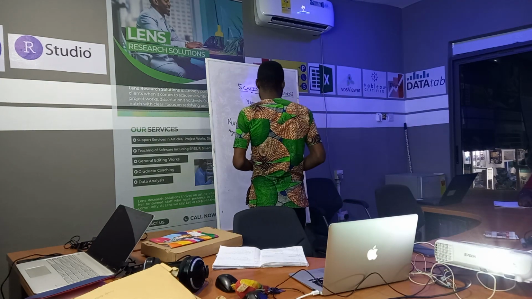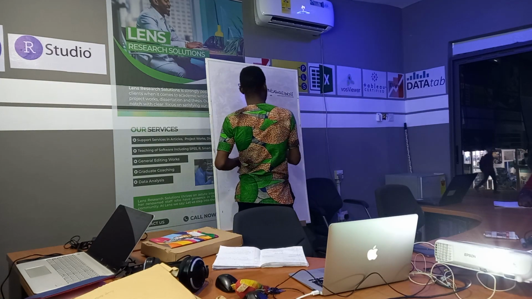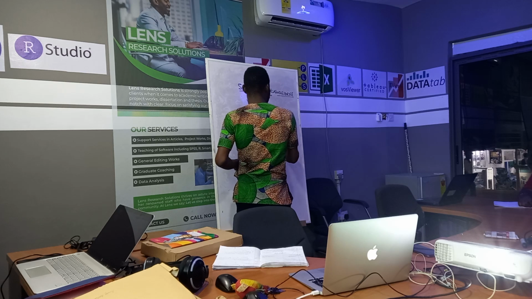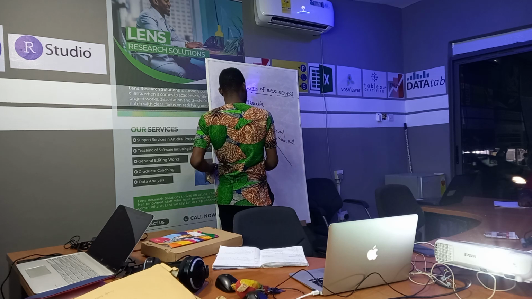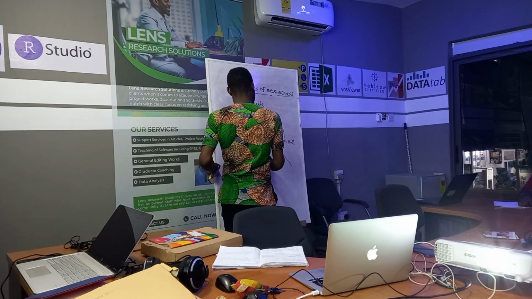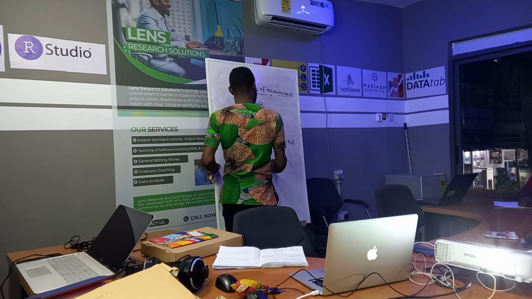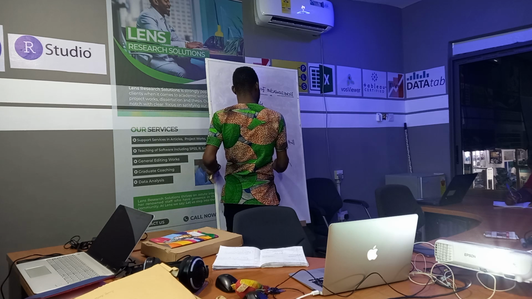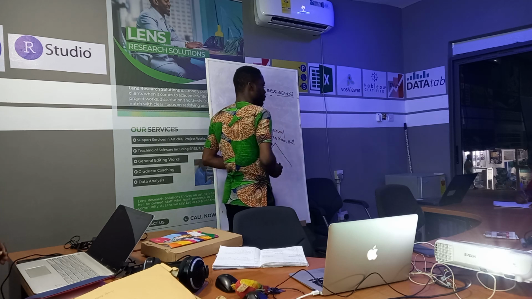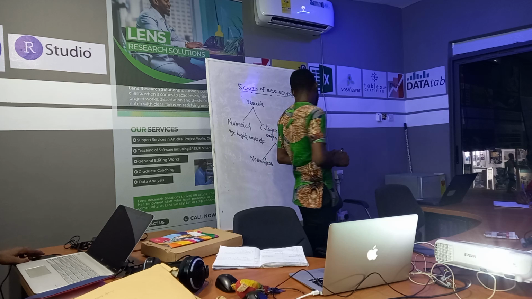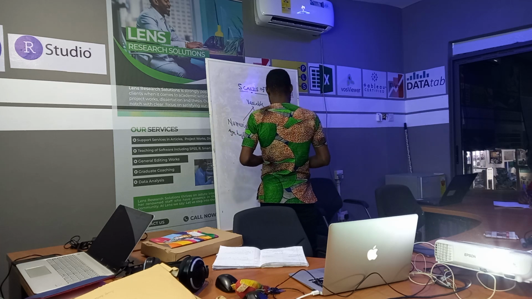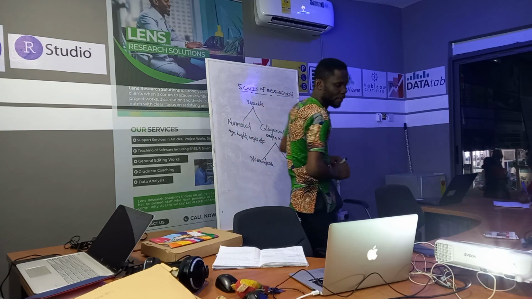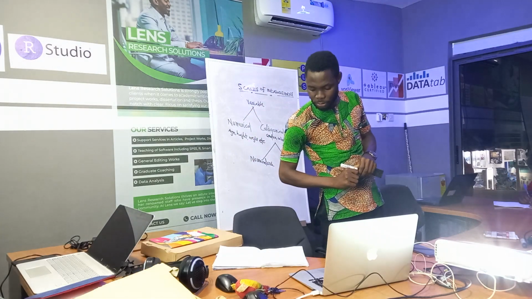So let's start with the categorical data. Under the categorical data, we have two other umbrellas. Okay. So the first one we call nominal scale. You are either nominal or you are ordinal, right?